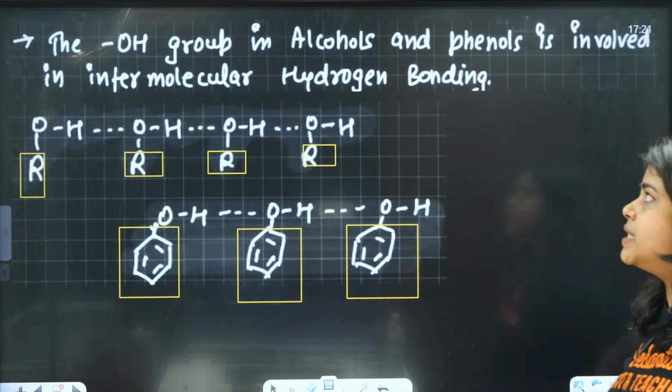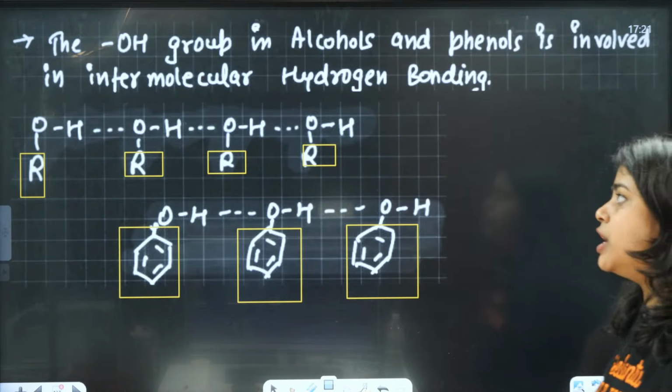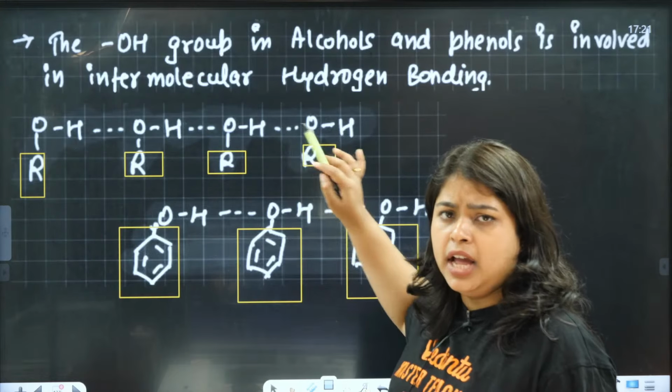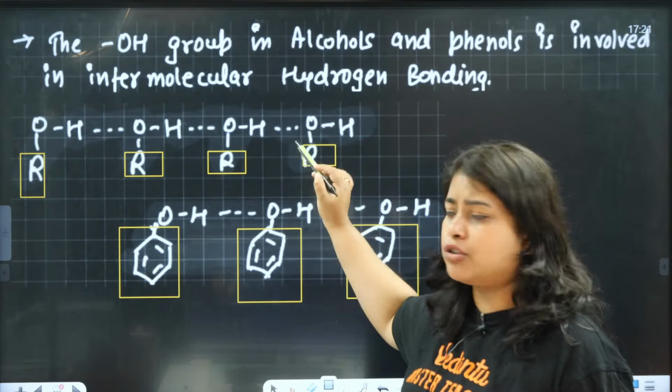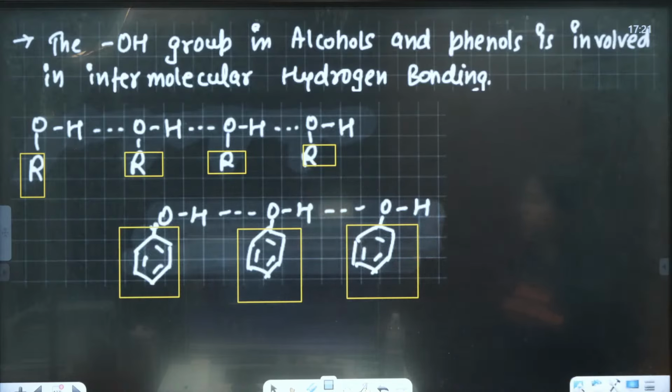Clear? The OH group in the alcohols and phenols has been involved in intermolecular hydrogen bonding. So when you mention hydrogen bonding, this should be a dash. Intermolecular hydrogen bonding looks like this. You need to mention this dash. If you are not mentioning the dash, you will not receive the marks.